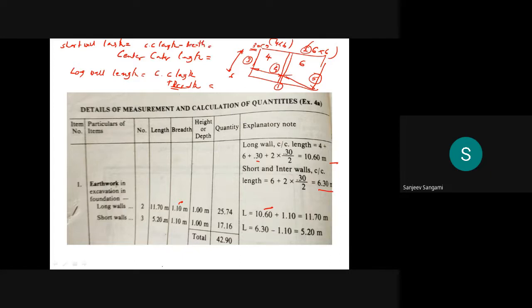So here it is, you can see this one is done. That only I have written here, that is 5.2. Then how many are there? These short walls are 3 numbers, so that has to be calculated. Whenever you are multiplying, make sure that L, B, H and the total number of walls, that has to be done, 2 numbers. So you'll get the total quantity, that is 25.74 meter cube and 17.16 meter cube.